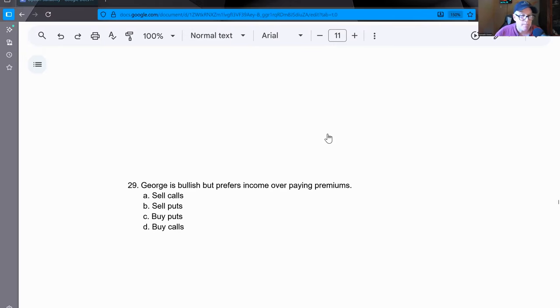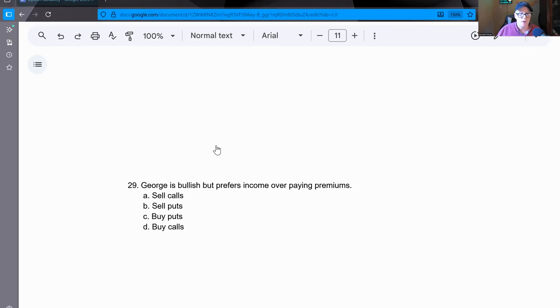Here we go. One more hedging, maybe not hedging, maybe single option. George is bullish, but prefers income over paying premium. So he wants to get paid, but he's bullish. So it's buy a call or sell a put, and he wants income, which means sell a put. Boom, sell a put.